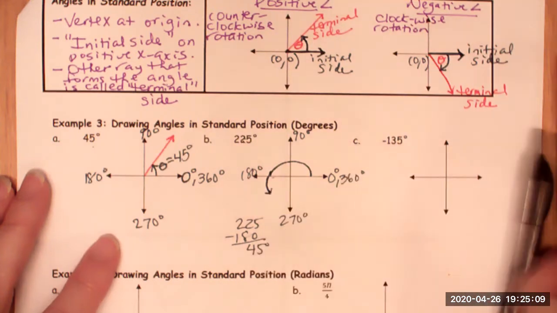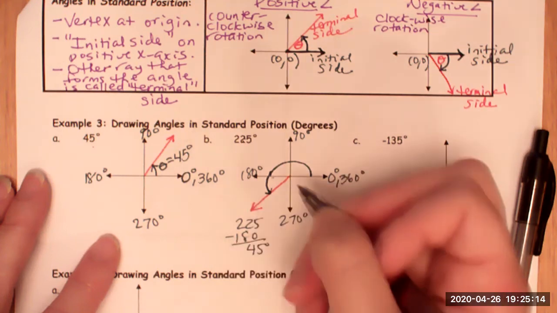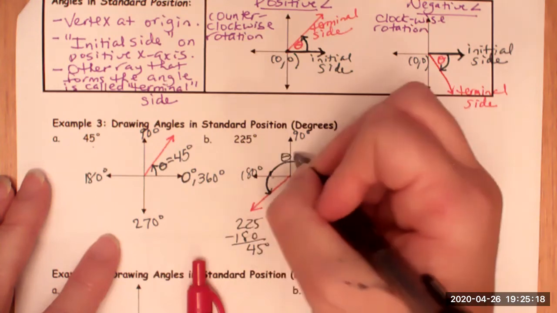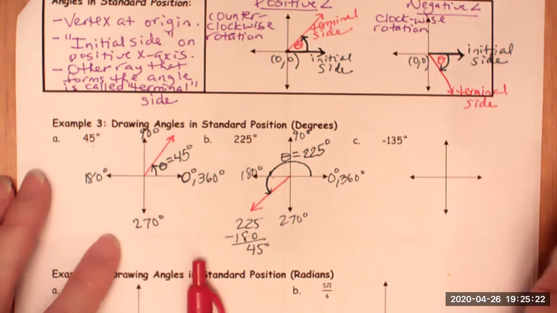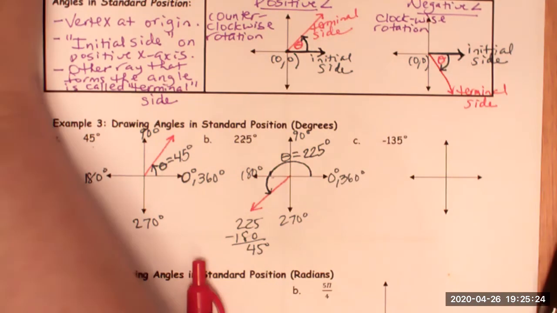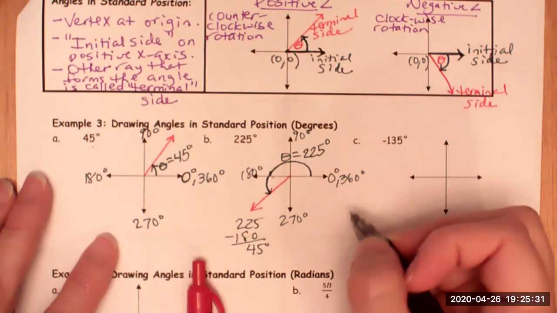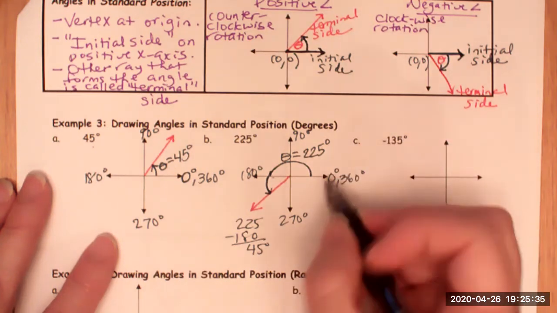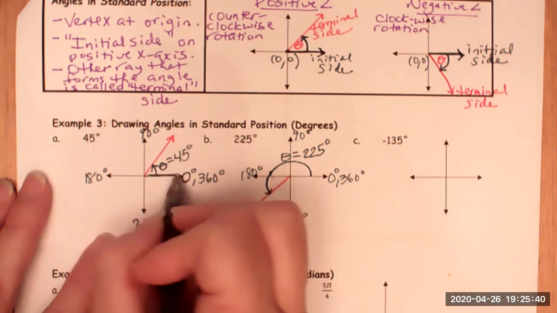Okay, so my terminal side is going to be right here. And what I can say is I've drawn theta is equal to 225 degrees. Okay, so let me just get rid of this. So we can see that, you should notice the terminal side. I'm just going to highlight that here.